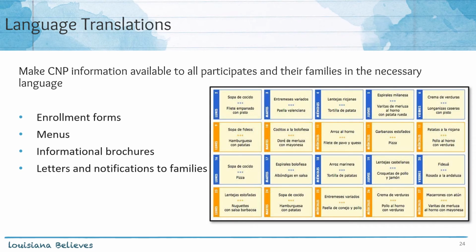Language translations. All child nutrition program information should be provided in the necessary language for all participants and their families. For example, enrollment forms, menus, brochures, and letters should be provided in the necessary language for all participants and their families.